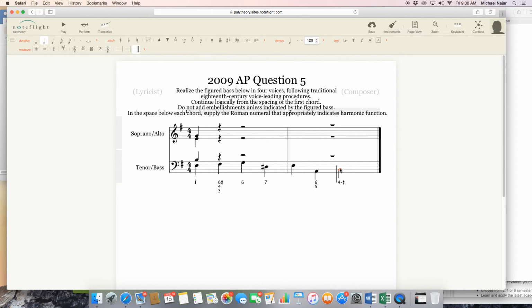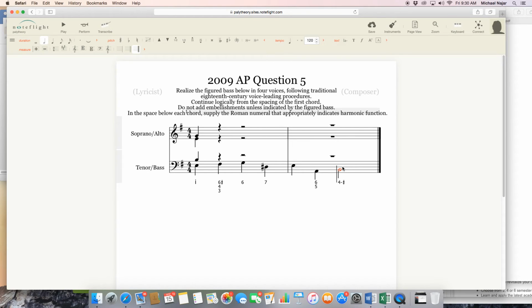Okay, whenever you see 4-3, it means that somewhere in the upper voices is a suspension. And the suspension is a 4-3 suspension. Not just a regular 4 to 3, but a 4 to a raised third scale degree, a raised third above the bass.